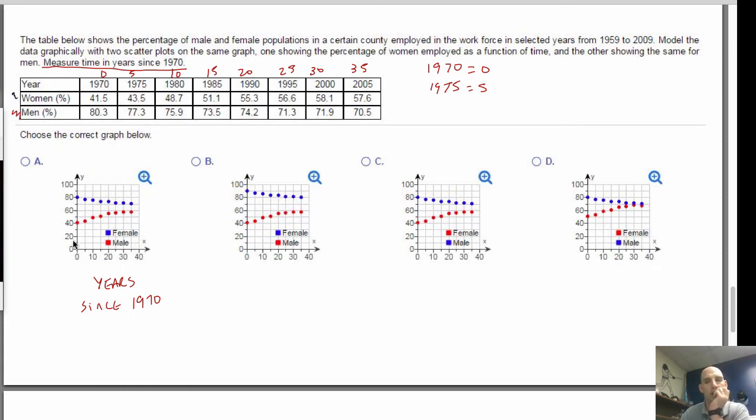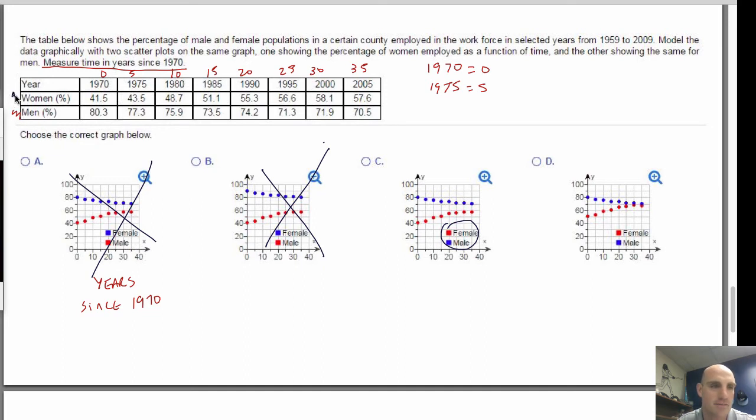Okay? And so if the males are in red and the females are in blue, let's just look. At year 0, the women, the blue, should be at 41.5. Well, is blue at 41.5 in this one? Nope. Is blue at 41.5 in this one? Nope. Wait a minute. Here they switched up the key. See there? So you got to be tricky when you're looking at these graphs. You got to check it out.